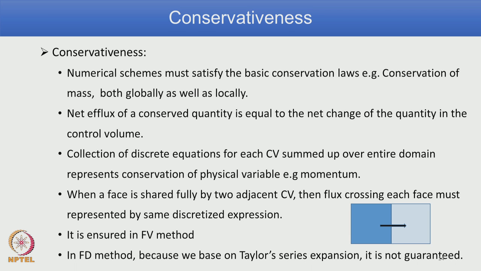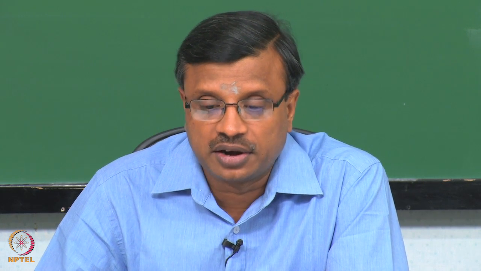And as I mentioned before, in finite volume it is automatically ensured, whereas in the finite difference method, because we are simply following Taylor series expansion procedure for each nodal location, the overall conservation satisfaction is not guaranteed.